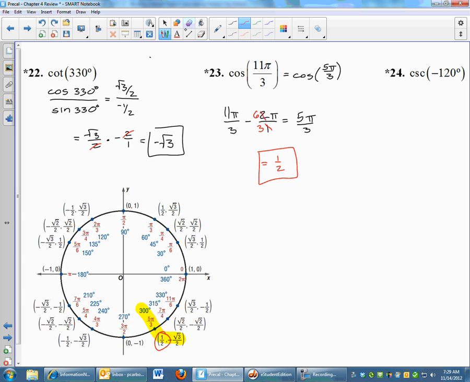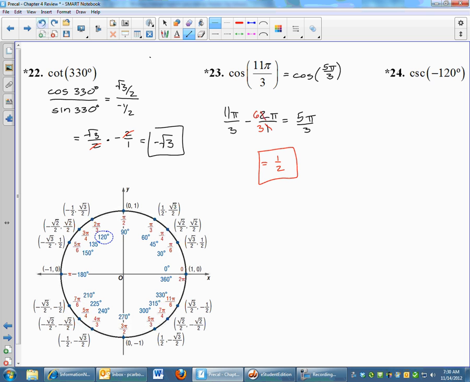Okay, number 24, same type situation. I ask you for the cosecant of negative 120. Now there are two ways you could do this. With negative 120, the way I like to do it is I find positive 120, which is right here, and the negative angle for that is straight down. So if I go from this angle straight down, negative 120 is actually the same angle as 240 degrees, because the negative angle is straight above or below the positive one. That's kind of a weird touchy-feely way.